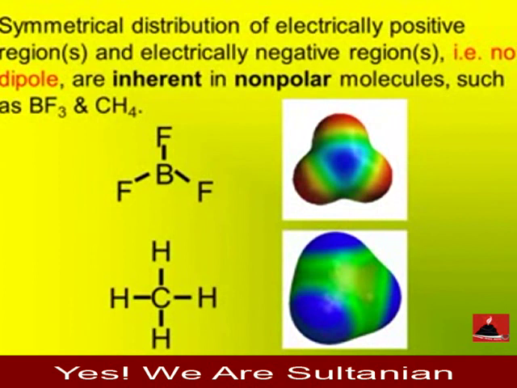In CH4, carbon and hydrogen have very similar electronegativities. There isn't too much localization of either electrically positive or electrically negative regions in the molecule.